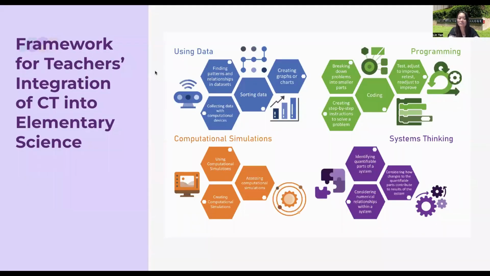Okay, here is the computational thinking framework we are using in our project. The framework from a previous grant was designed to support elementary teachers in understanding and using computational thinking in their science practice. The framework includes 4 practices, which are using data, programming, computational simulations, and system thinking.